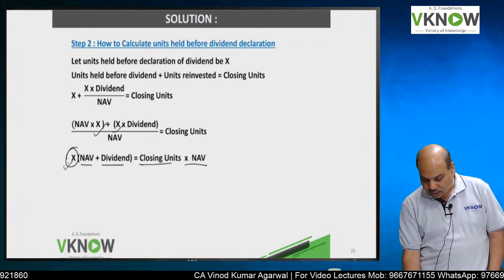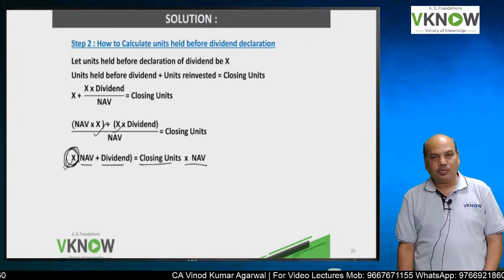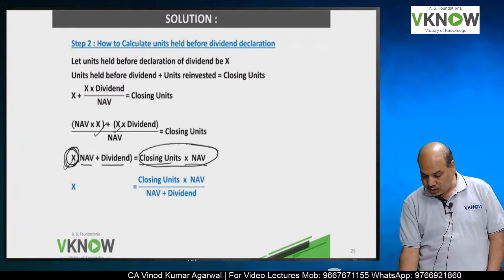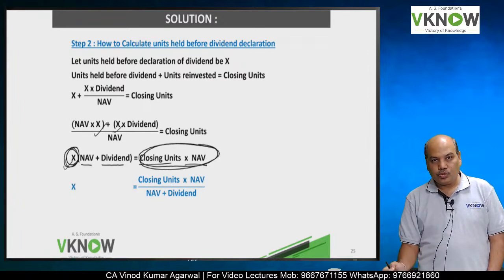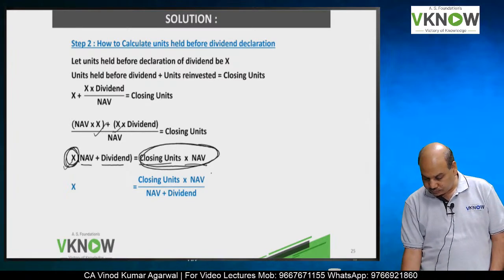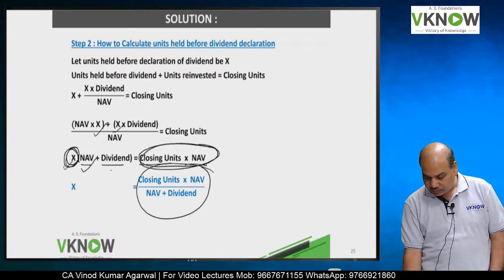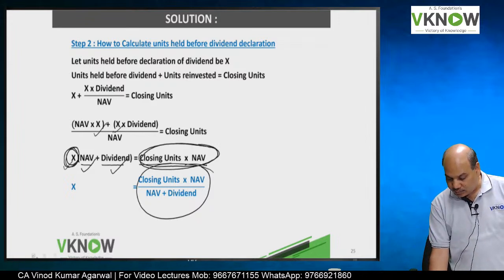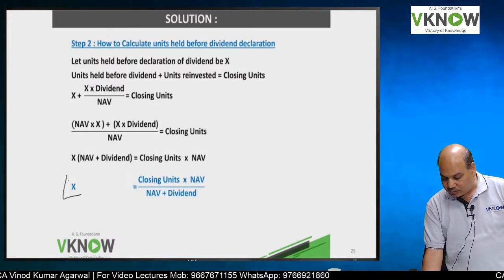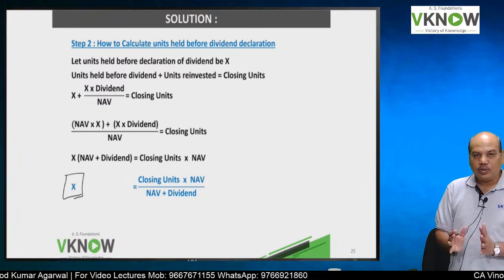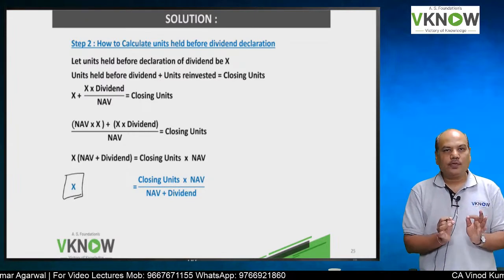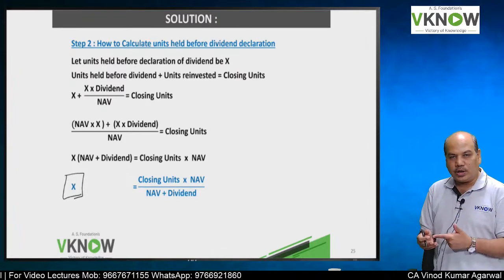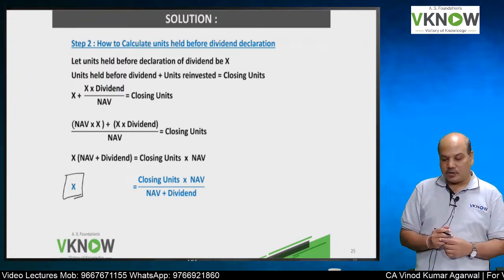So now the student can guess, X will be equal to closing unit into NAV divided by NAV plus dividend, because I have not done anything. Just to make your life easy, I have found an equation to calculate the number of units before dividend declaration. X is equal to closing unit into NAV divided by NAV plus dividend.